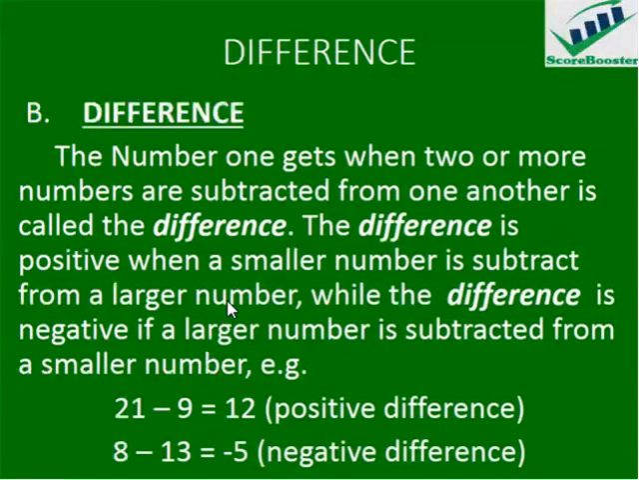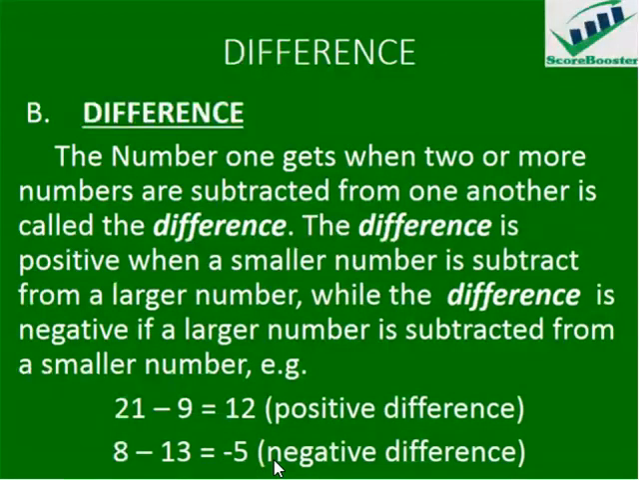So now, the difference is positive when a smaller number is subtracted from a larger number, while the difference is negative if a larger number is subtracted from a smaller number. And this is an example. When a smaller number is subtracted from a larger number, you get a positive difference. You can see this is a positive number. And when a larger number is subtracted from a smaller number, you can see that 13 is greater than 8. We have a negative difference. Here we have a negative number.